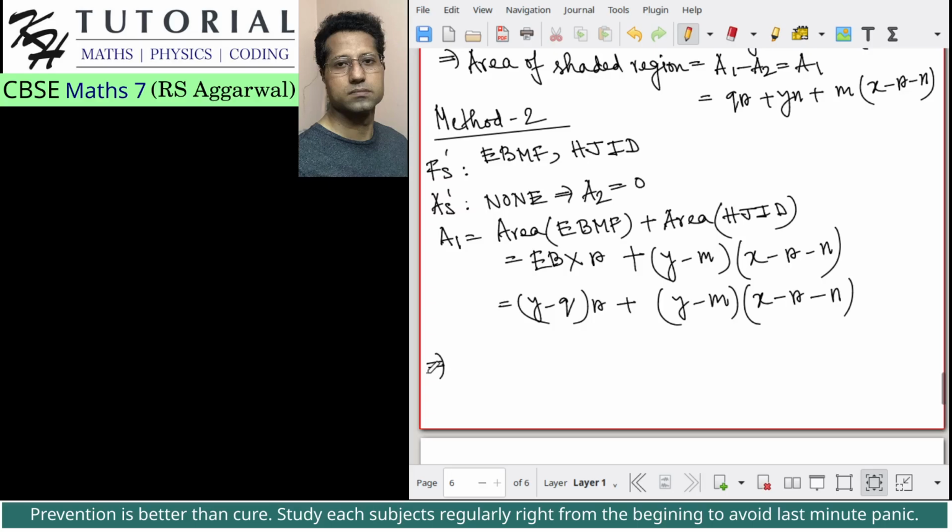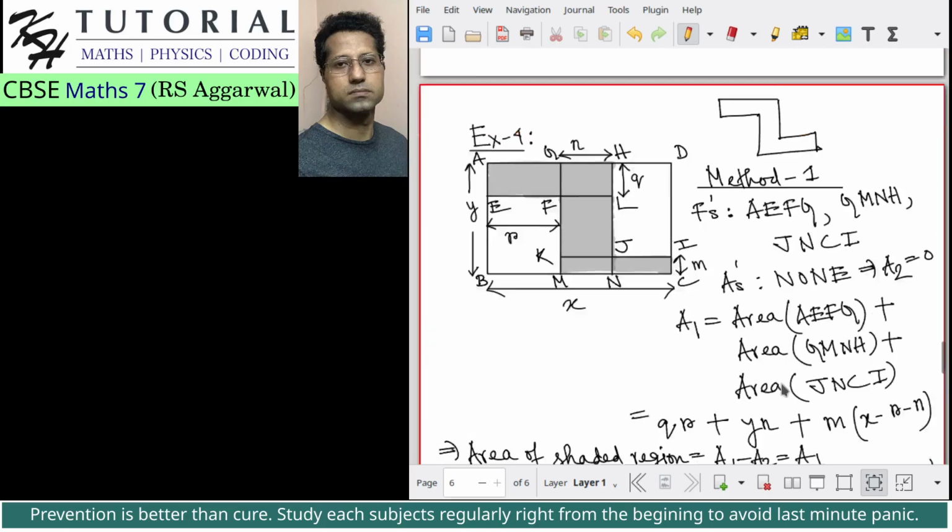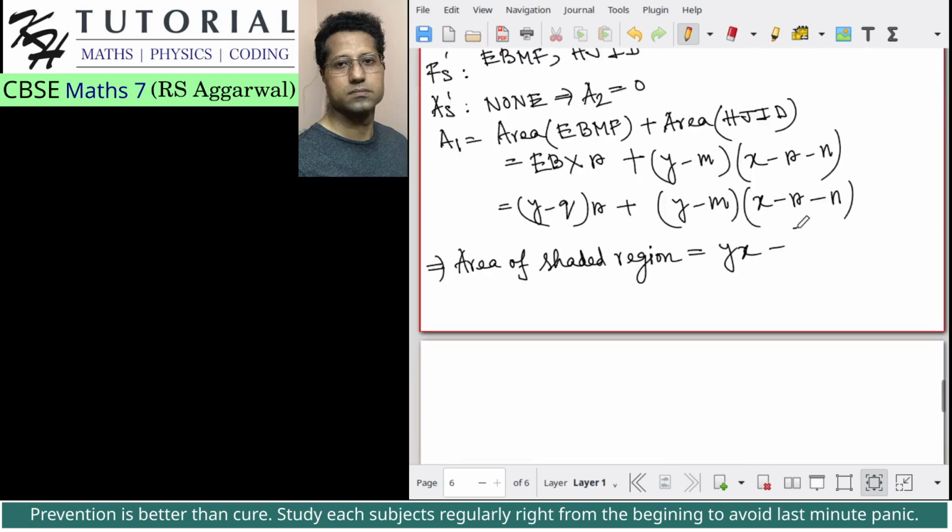So the area of the shaded region will be equal to the area of the enclosing rectangle, which is yx, minus the area of the unshaded region. The area of the unshaded region, which we have just found, is y minus q multiplied by r plus y minus m multiplied by x minus r minus n.